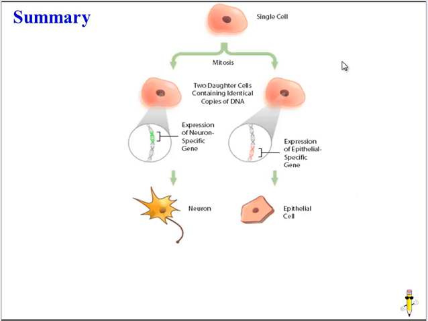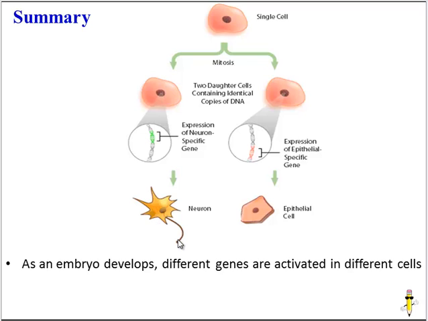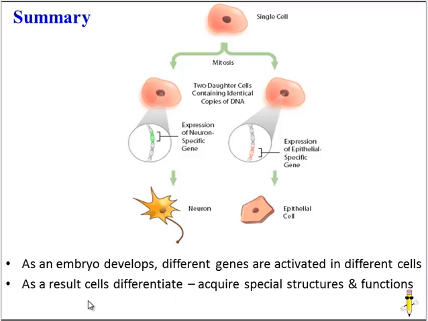So let's just summarize everything we've learned today. During development, a cell can differentiate into specialized cells by activating different genes. So this cell is activating genes that help it look like a neuron, and this cell is activating genes that help it look like an epithelial cell. And as a result of this, cells differentiate and acquire special structures and functions.